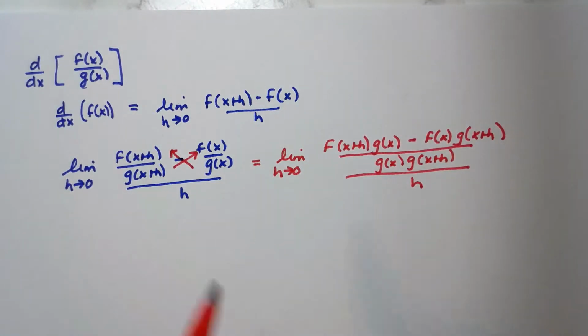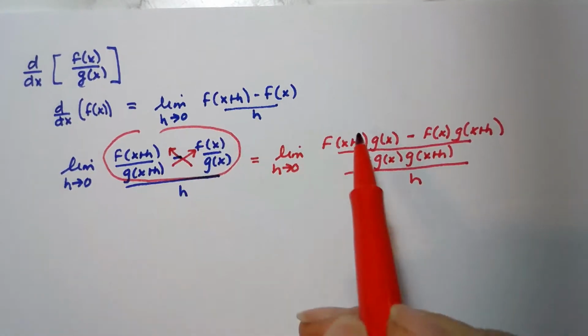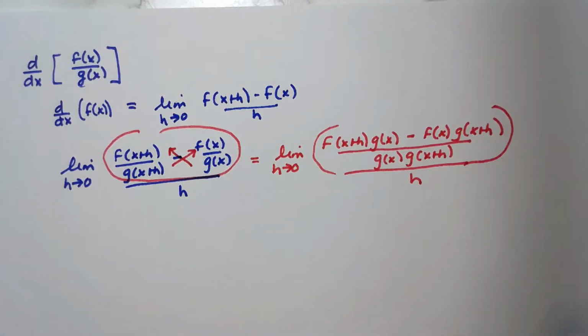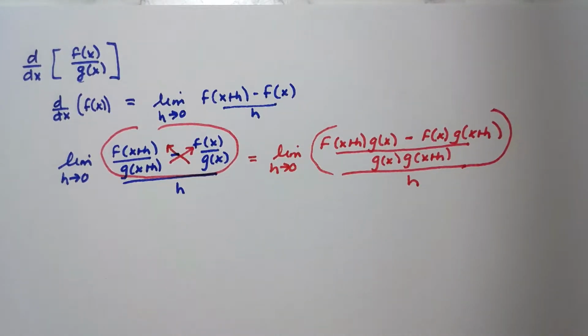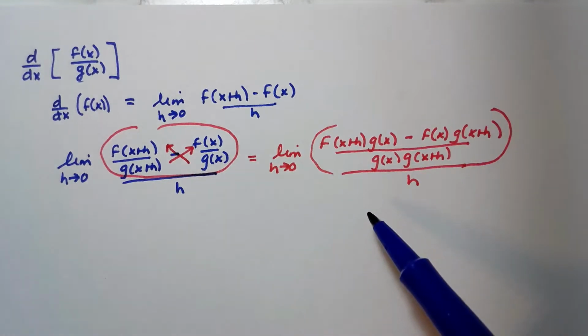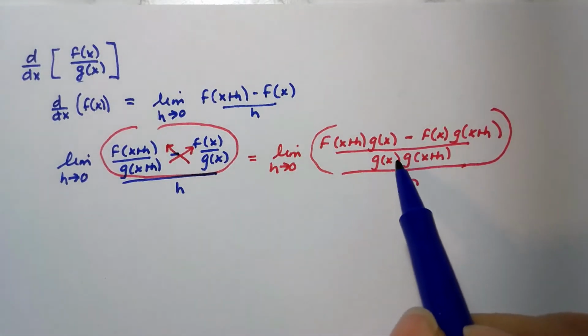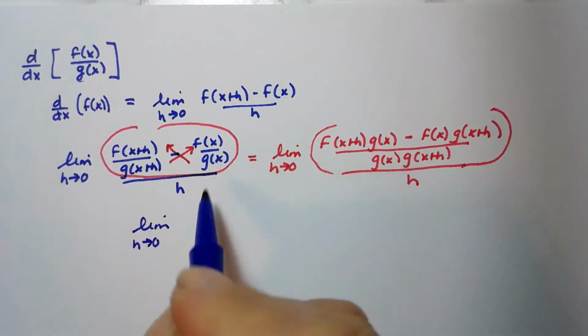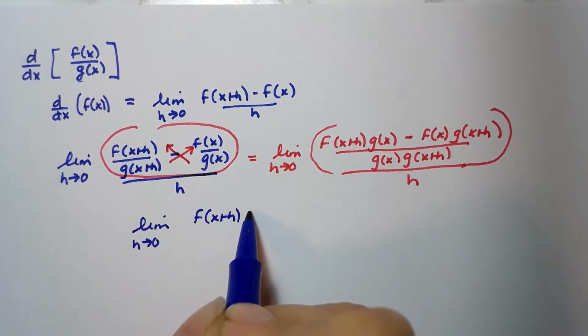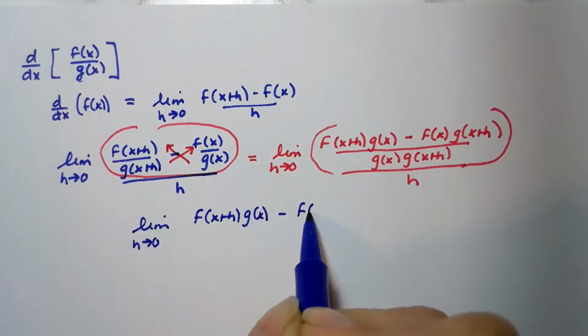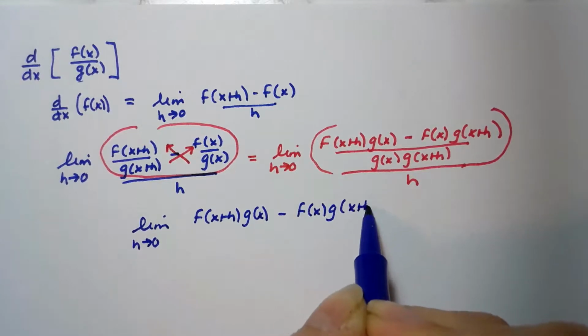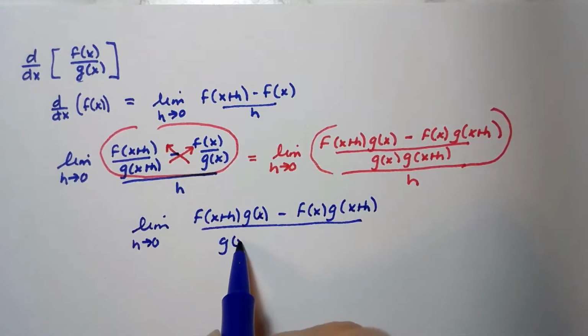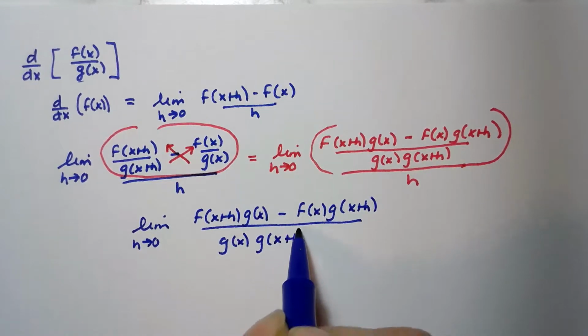Okay, so all I've done from here to here is, I know it doesn't look like it, but I've simplified the numerator by finding a common denominator. And what that means is we've got this ugly complex fraction, however, the denominator of the numerator is just going to drop down. So we've got the limit as h approaches 0 of f of x plus h times g of x minus f of x times g of x plus h all over g of x times g of x plus h times h.